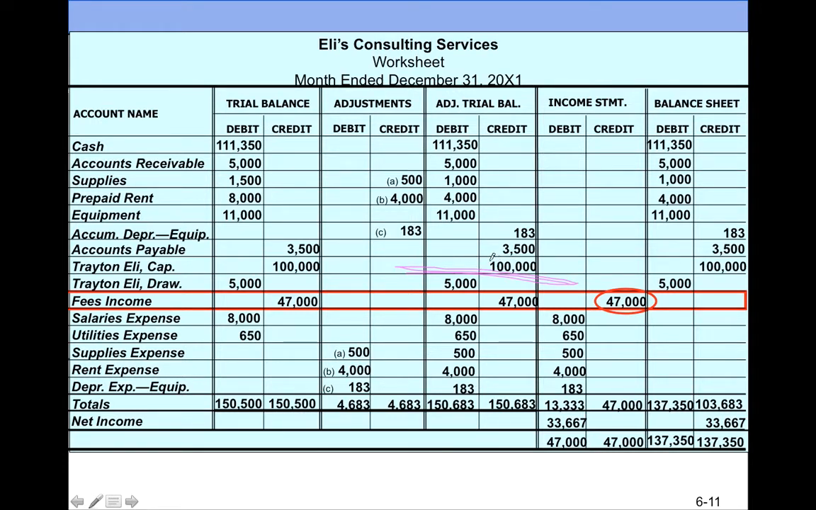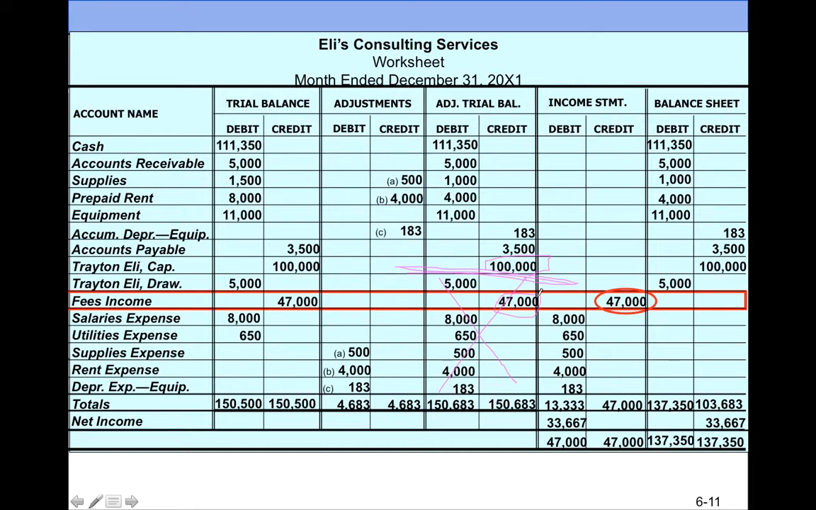So capital account will change. It will not close to zero, but this 100,000 is going to change. Everything below it is a temporary account. We need to zero them out. So the first step, REID, R. Let's close revenues. I have only one revenue account called fees income.